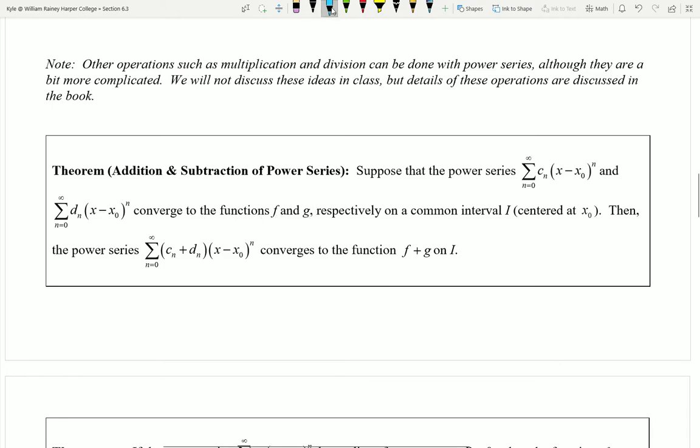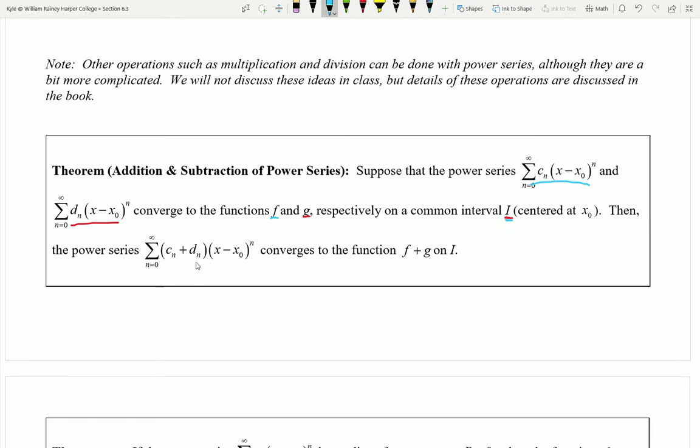So maybe it's the case that this first one up here converges to f, but the second series over here, this one converges to g. Okay? And they converge respectively to those guys on a common interval. Okay? So maybe there's a common interval I where both of these two things actually converge.